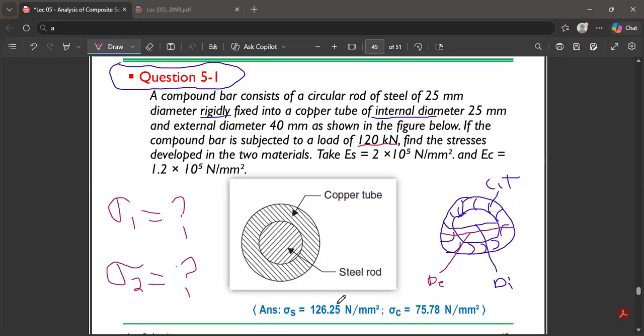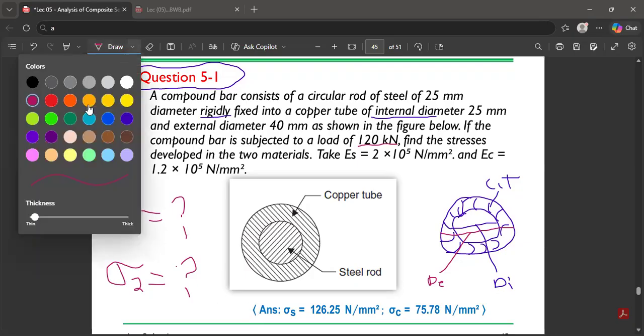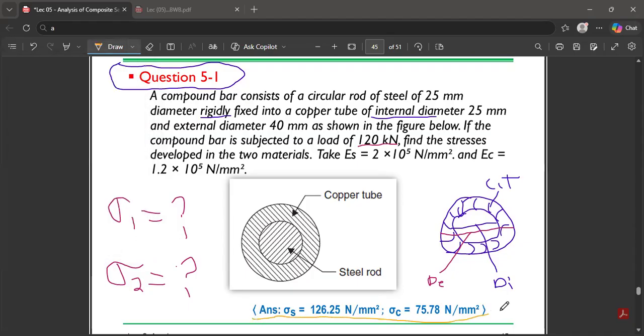But at the end of the day, these are the answers we are expected to get. If we are not able to get this answer, it means that whatever we have been solving is wrong. So this is what we have to be chasing for. The stress of the steel, we are supposed to get 126.25 Newton per millimeter squared, and the stress in the copper, we are supposed to get 75.78 Newton per millimeter squared.